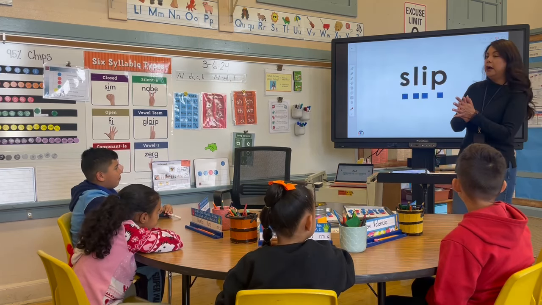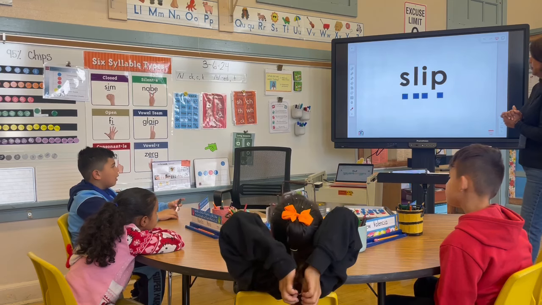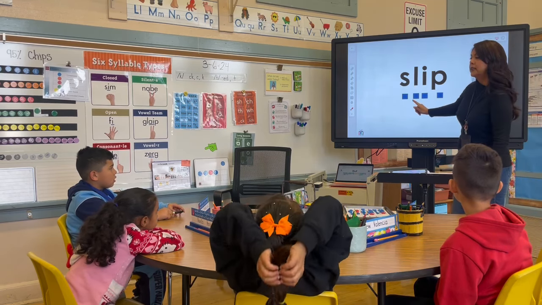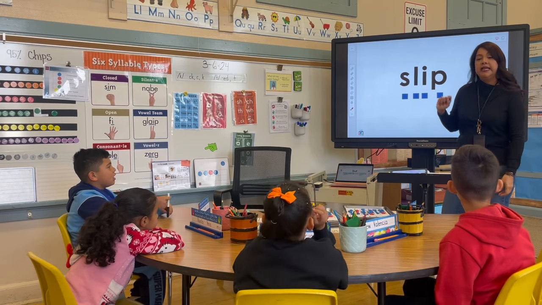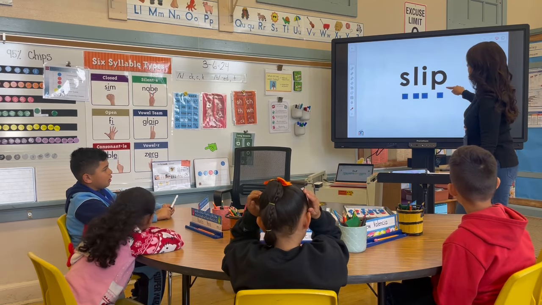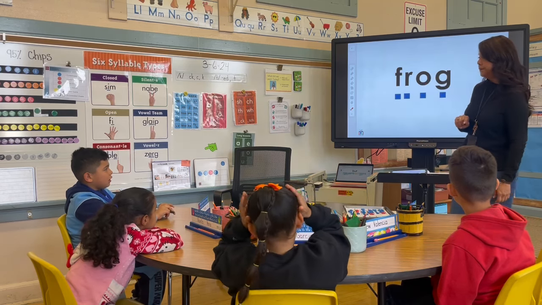Let's try this one. First of all, tell me where you see a blend. Fernando? SL. And S says s, and L says l. But when we put it together, we say sl. Ready? Slip. Slip. Excellent. Yes, Fernando.